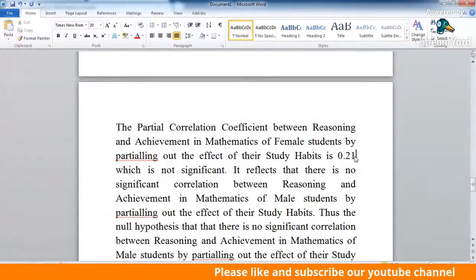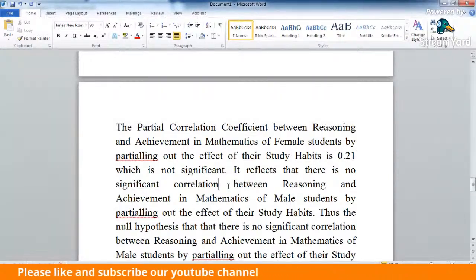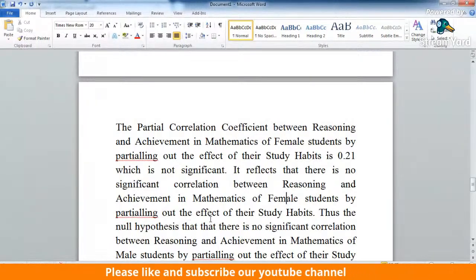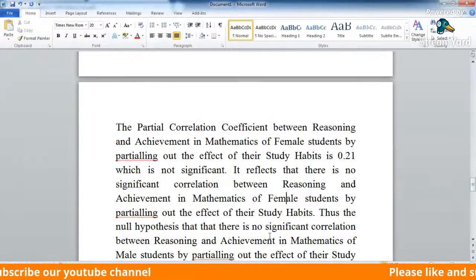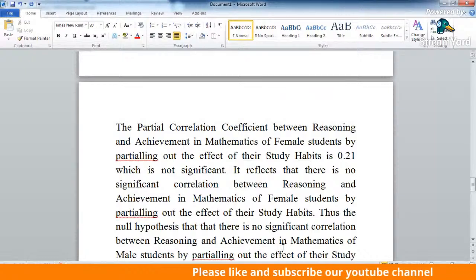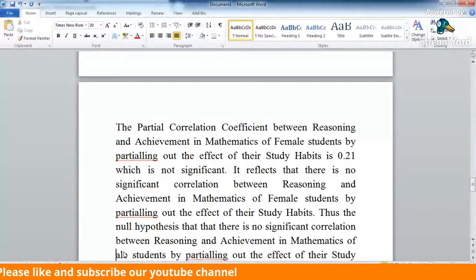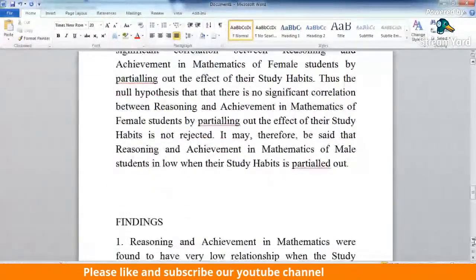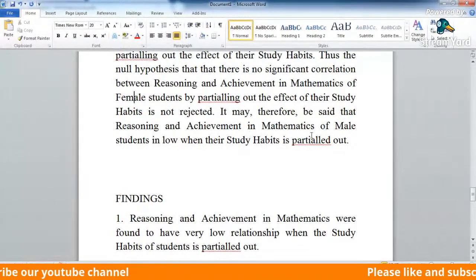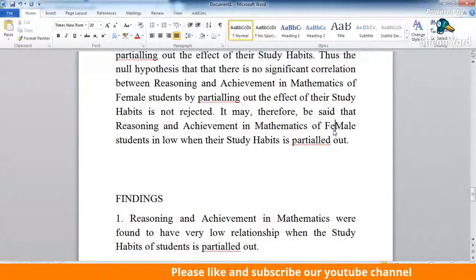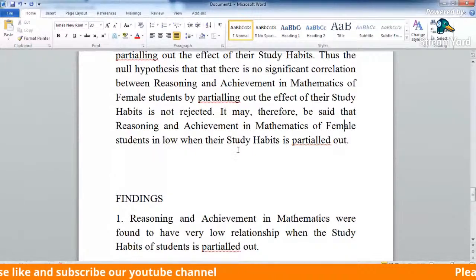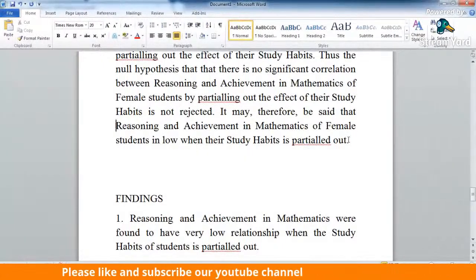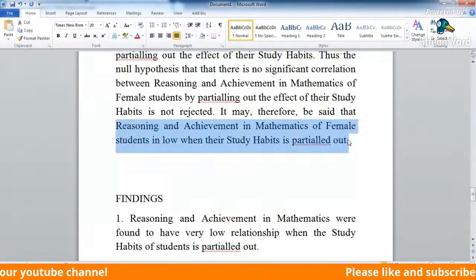It reflects that there is no significant correlation between reasoning and achievement in mathematics of female students by partialing out the effect of their study habit, thus the null hypothesis that there is no significant correlation between reasoning and achievement in mathematics of female students by partialing out the effect of their study habit is not rejected. It may therefore be said that reasoning and achievement in mathematics of female students is low when their study habit is partial out. So therefore, now this becomes the finding. One will be for male, other will be for female.